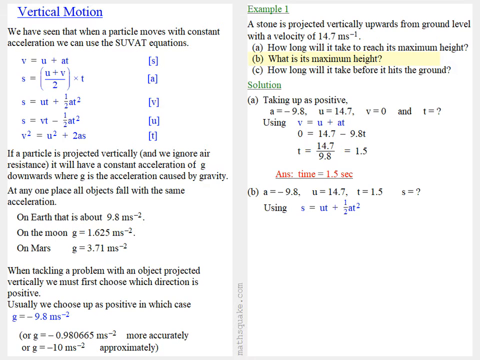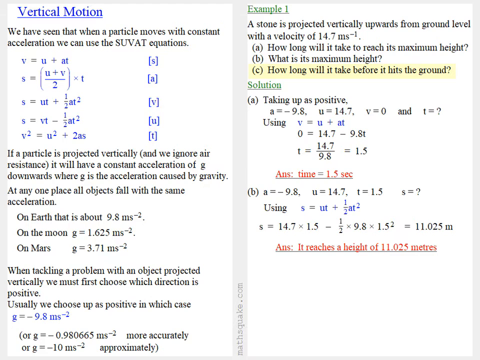Now, s equals ut plus a half at squared. So s is 14.7 times 1.5 minus a half times 9.8 times 1.5 squared. And if we work that out, it's 11.025 meters. So the maximum height it reaches is 11.025 meters.